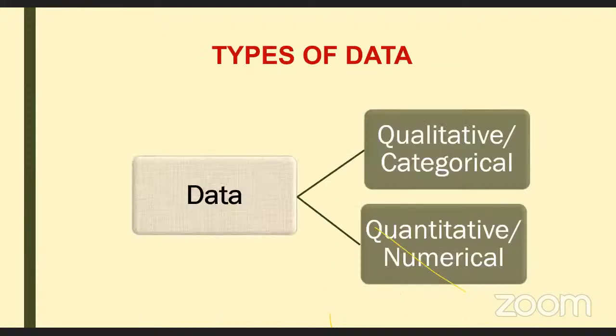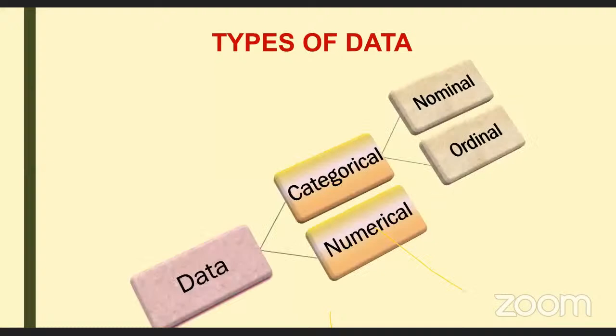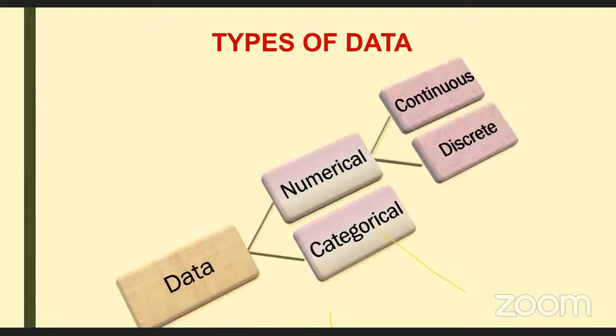Then data is of two types. You must have done this. Data is of two types, qualitative data or quantitative data. Qualitative data is also called categorical data, whereas quantitative data is also called numerical data. Categorical data is further divided into nominal and ordinal, whereas numerical data is further divided into discrete and continuous data. These are the various types of data you must have done in your previous lectures, so I'm not going into detail.